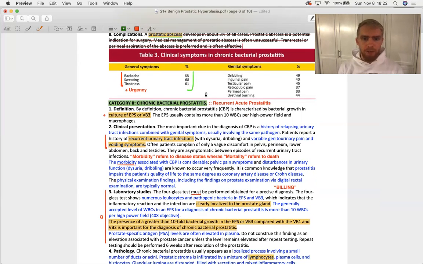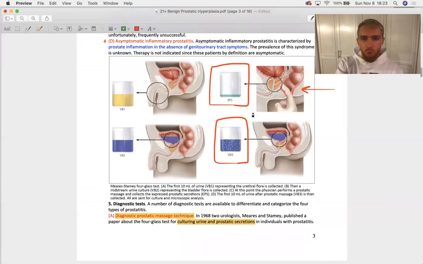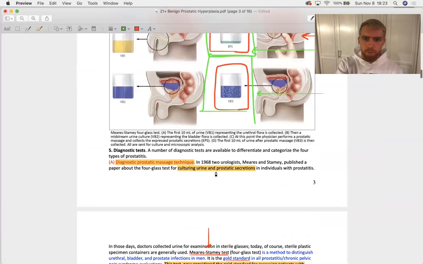Chronic bacterial prostatitis is just recurrent acute prostatitis. So here it is again, a positive bacterial culture in the EPS sample or the VB3 sample. Because I'm saying that twice, I'm saying get this weak chart out of here. We don't want that chart. We're going to take the EPS jar and we're going to take the VB3 jar, the third voided bladder, and we're going to culture both of those.